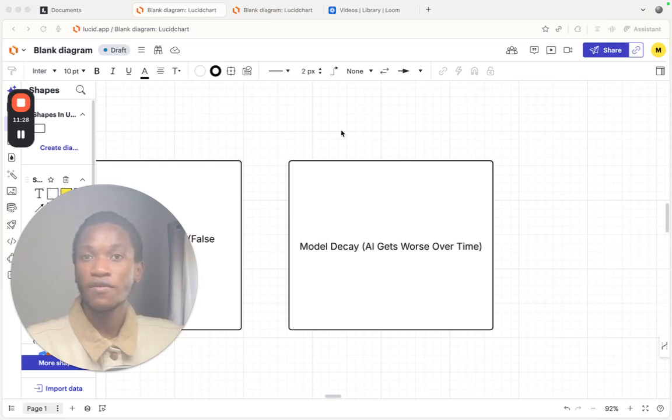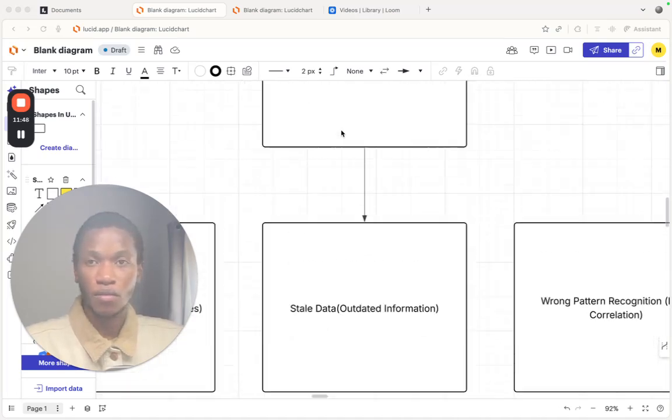For example, Netflix recommendation model trained on 2022 users, now users want different content. Model still recommends 2022. This is like a 25% accuracy drop. And so how do you distinguish them essentially?